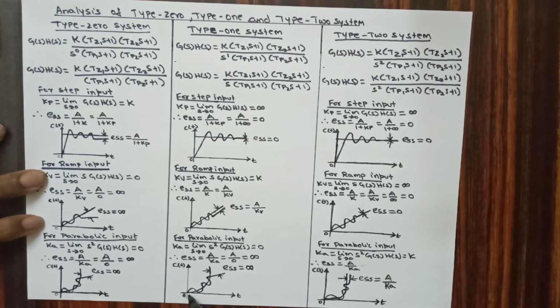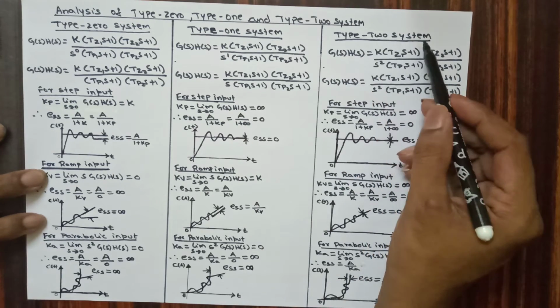You can see the response. This is the parabolic response. After the output passes through a transient period, it is reaching an infinite error. The output is reaching an infinite value. So looking into that, you can see that the steady state error is infinity.